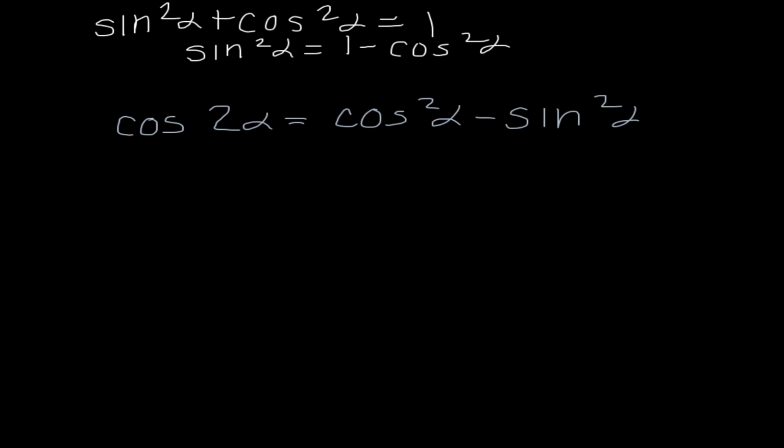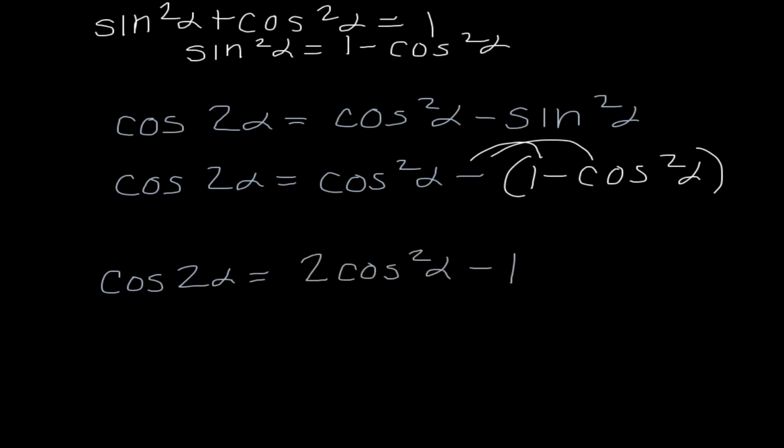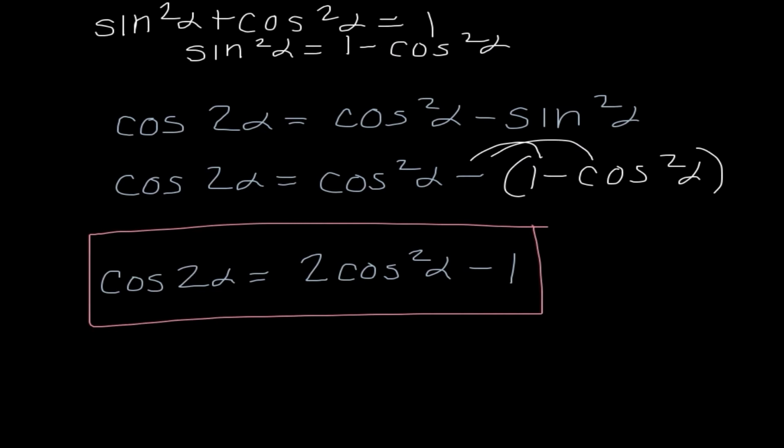So what I'm going to do, wherever there was a sine squared, I'm going to replace it with 1 minus cosine squared. So I'm going to write cosine of 2 alpha equals cosine squared minus, and this is where I have my sine squared, so I'm replacing it with 1 minus cosine squared. Now when I distribute this negative, I notice that this actually becomes positive, so I get cosine of 2 alpha equals 2 cosine squared minus 1. So this is the third formula we need to have memorized.